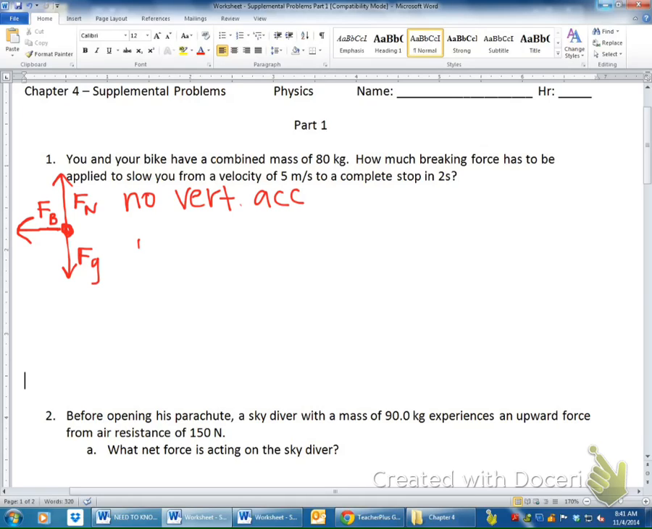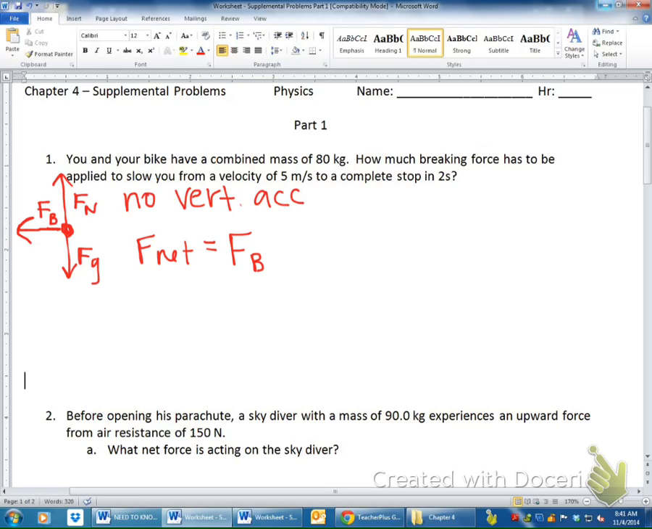That means our net force is only going to be in the horizontal direction. Does that make sense? When we work with net force, we have to work with horizontal or we work with vertical. Okay, so our net force here is only in the horizontal direction. So what net forces do we have, or what forces do we have to account for that are moving in the horizontal direction? Yeah, the braking force, F sub B. That's it, right? We don't have anything that's moving in the right direction, correct?